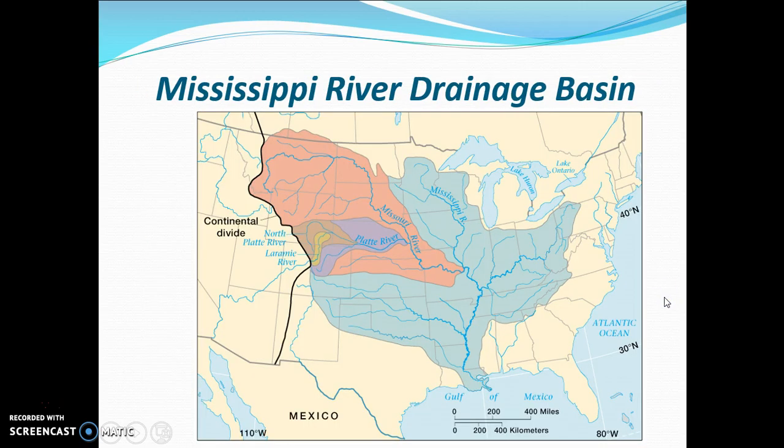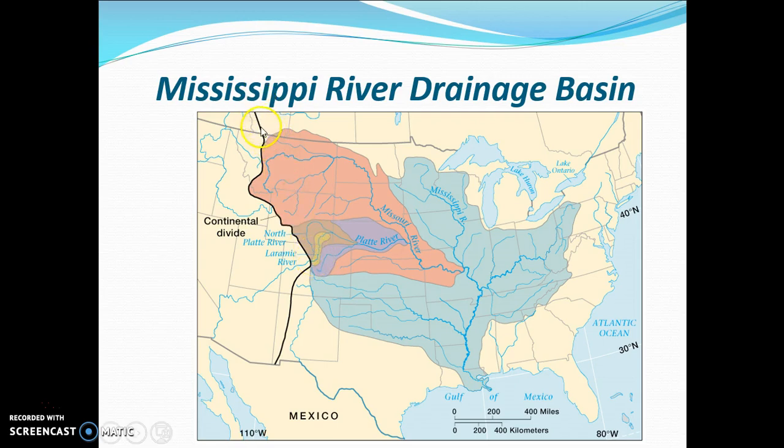Here's another view of the Mississippi River drainage basins. Again, here you can see the nested quality of it. The Mississippi River drainage basin. Here's the Missouri River, which is the second biggest river. But that's made up of the Platte River. Here's the Platte River, which inside it has the North Platte River and the Laramie River, ever smaller and smaller. So again, nested drainage basins.